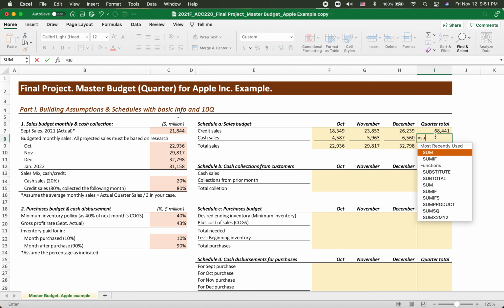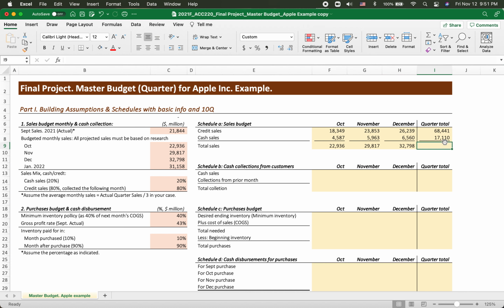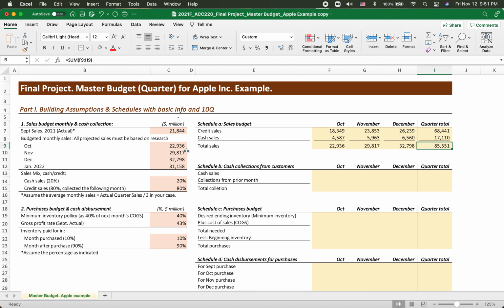Then sum of these 3 as well. And then also the same way. Then we got it. So all this, the total sales amount should be the same as what we projected here on the assumption part, right? Yeah, that's correct. And then the cash collections.